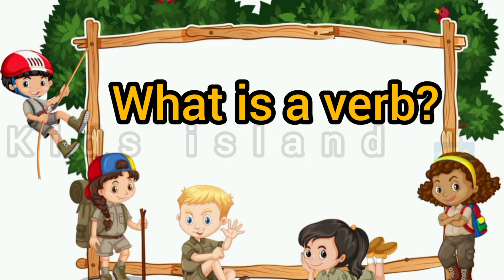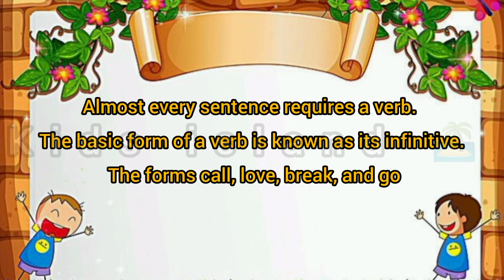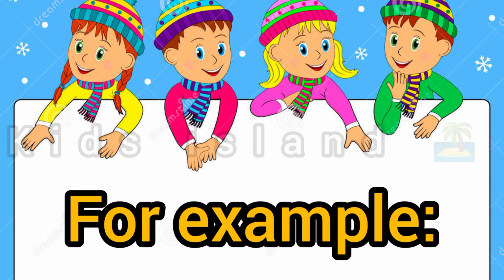What is a verb? A verb is a word that we use to refer to action, what things do, and state of being, how things are. Almost every sentence requires a verb. The basic form of a verb is known as its infinitive. Examples are call, love, break, and go.